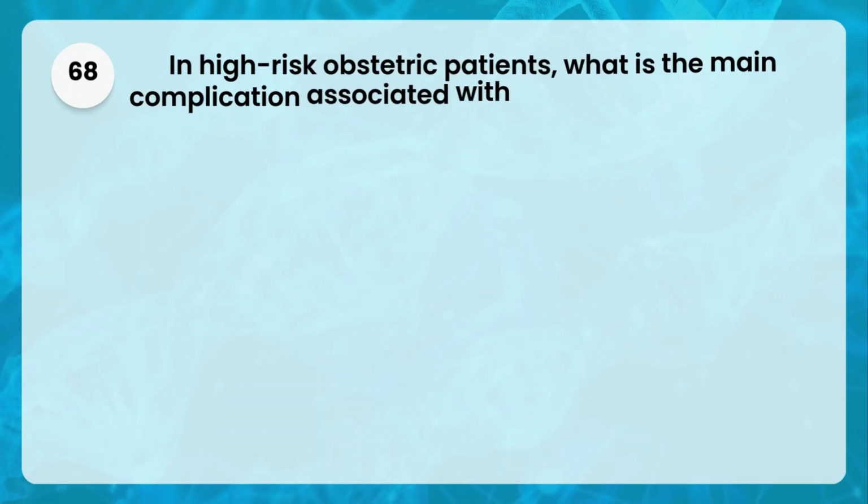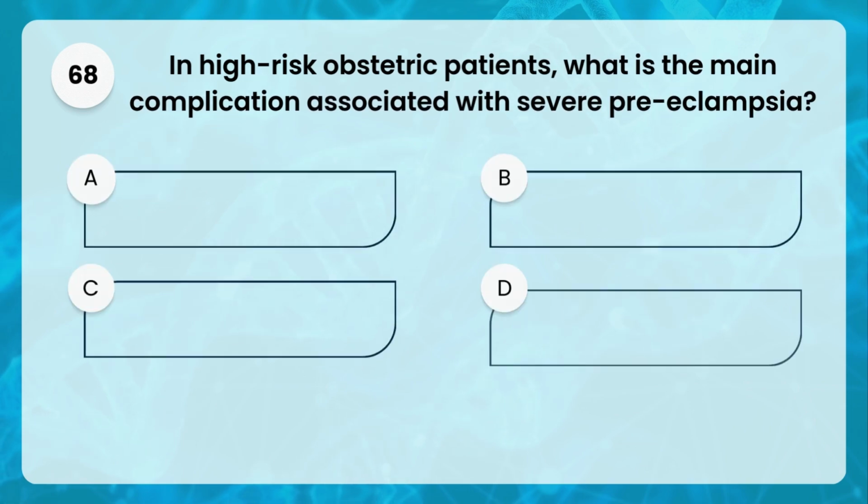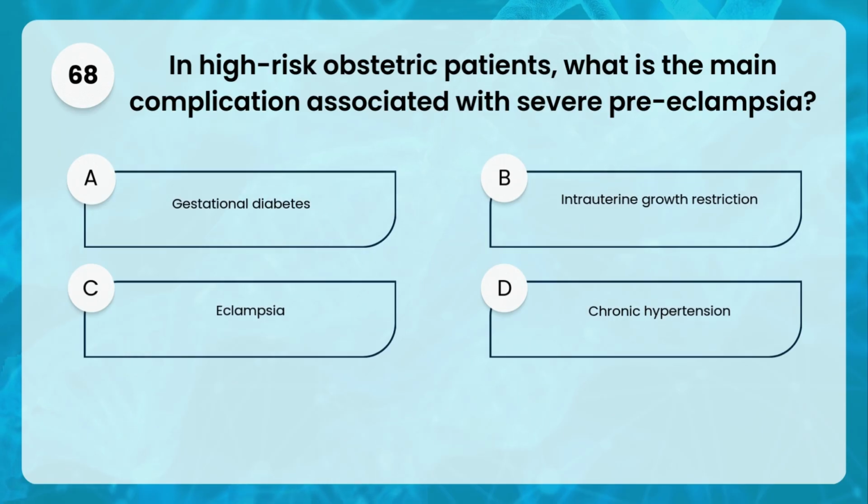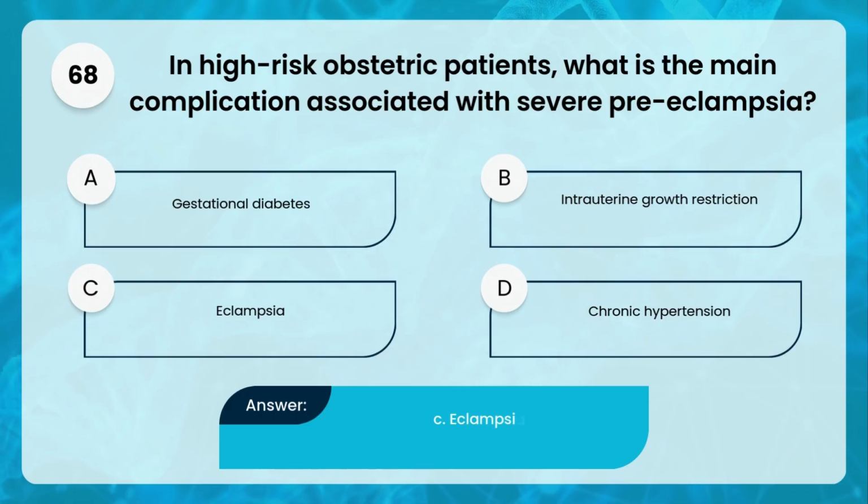68. In high-risk obstetric patients, what is the main complication associated with severe preeclampsia? A. Gestational diabetes. B. Intrauterine growth restriction. C. Eclampsia. Or D. Chronic hypertension. The answer is C. Eclampsia.